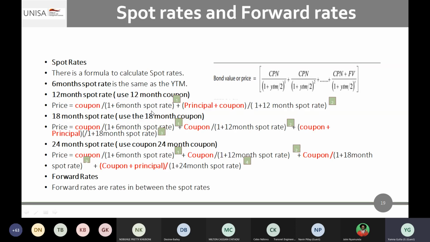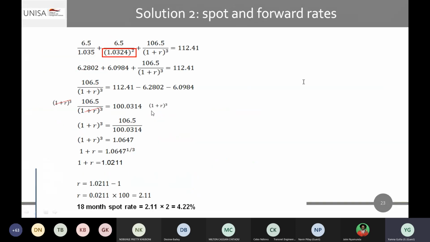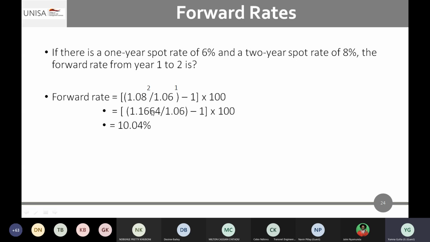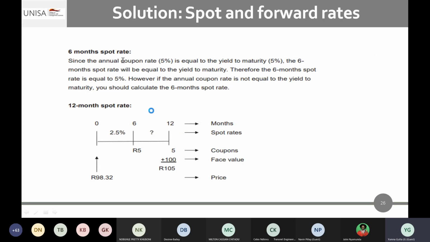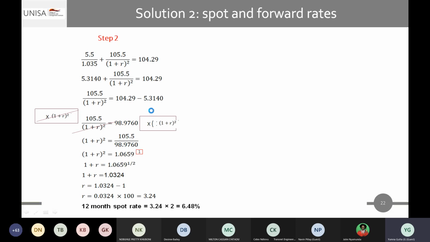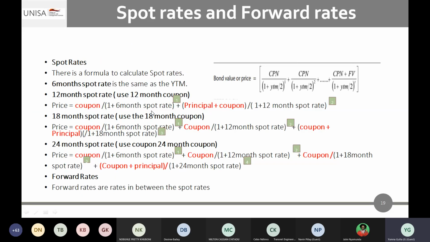Here we go. Now the next section is spot and forward rates. I'm going to start with forward rates, because I think spot rates need a good amount of time, and I see we're almost done. We only have 20 minutes left of the lesson. Forward rate is a simple calculation. So I'm going to skip to forward rates. We're going to do spot rates on a different lesson. Let's do forward rates for now.